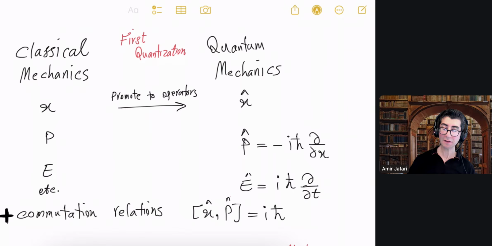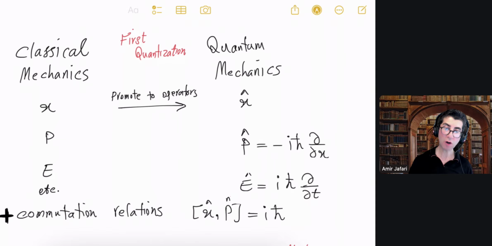So what is the first quantization? The first quantization basically means that you are moving from classical mechanics, which describes large-scale objects, to the realm of quantum mechanics, subatomic particles, small scales, the world of atoms and subatomic particles.